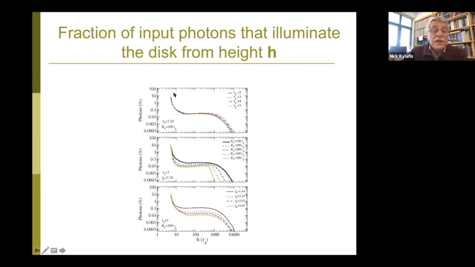The interesting part is that as you go up, let's say from 10 RG to 1000 RG, you see this nearly constant flat fraction. So 0.1% or so of the photons hit the disk, and there they are. They started their travel towards the disk from quite high up, 10 to 1000 RG. Clearly, if you go to much higher heights, then this falls down and goes to zero.